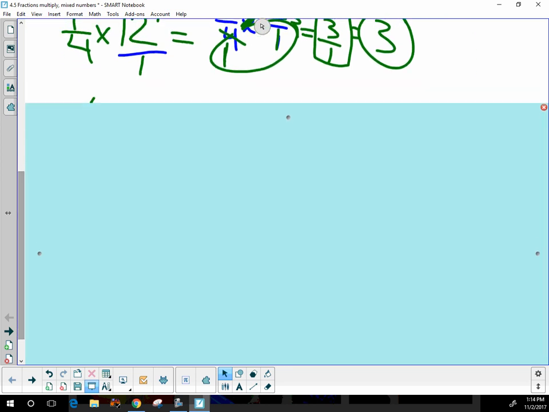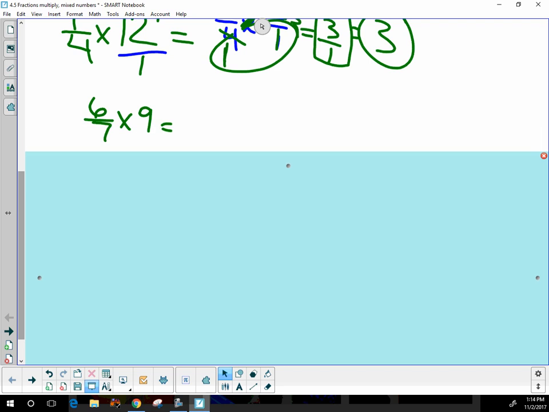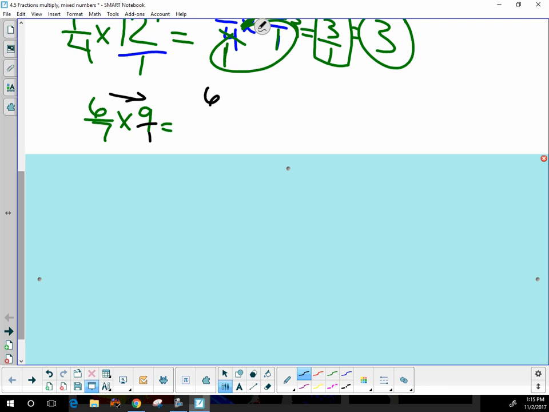Here's another one. I guess you would just put this over 1, but now 6 and 9 are both on the top, so you cannot cross cancel. You can't cross cancel anything. You just have to do 6 times 9, which is what?